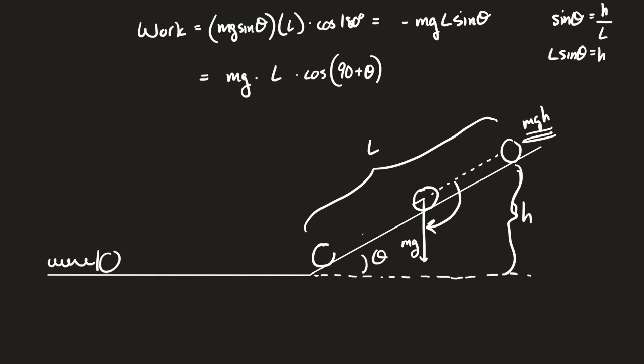Now, here's the thing. Cosine 90 plus theta. I don't know if you guys know this or not, but it's minus sine theta. Now, I don't think many of you know all of your trig identities, but I can tell you this. Cosine of A plus B. How many of you know this one? Anybody know this one?